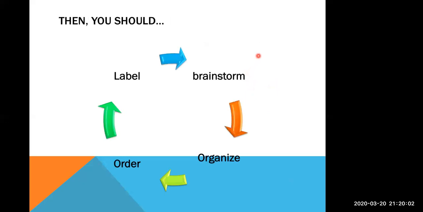Then after this process, you should brainstorm ideas and organize these ideas, and then order and then label. What does this mean?